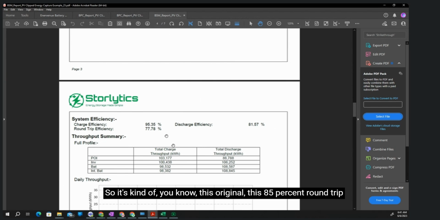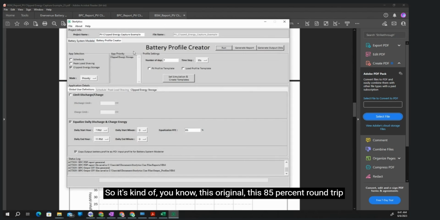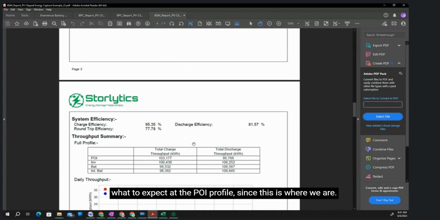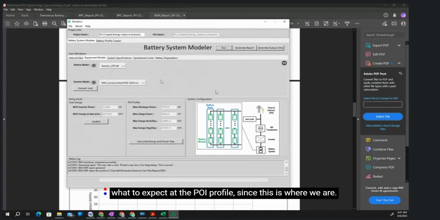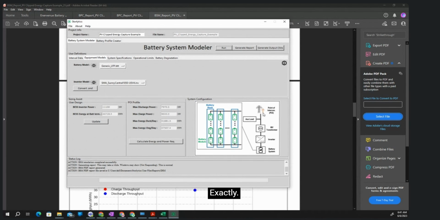So this original 85% round trip efficiency is just an estimation so that we're realistic about what to expect at the POI profile, since this is where we're putting the signal. Exactly. You got it.